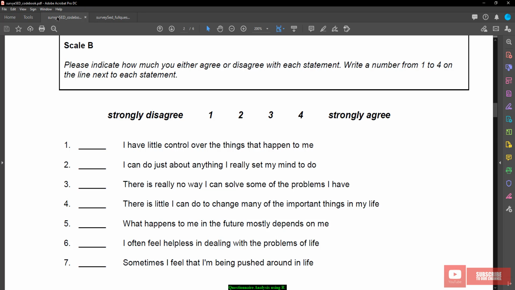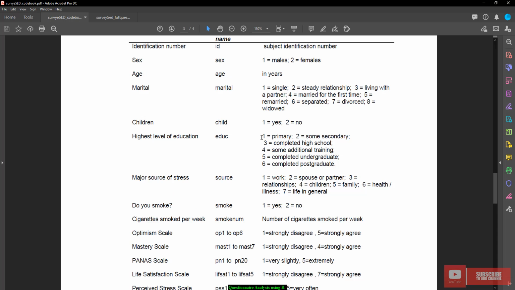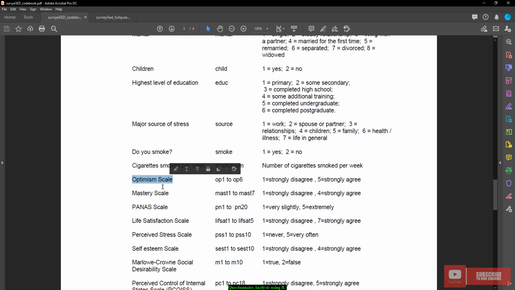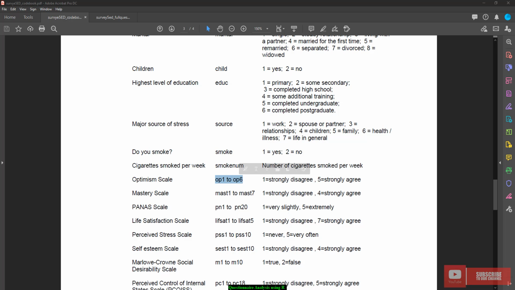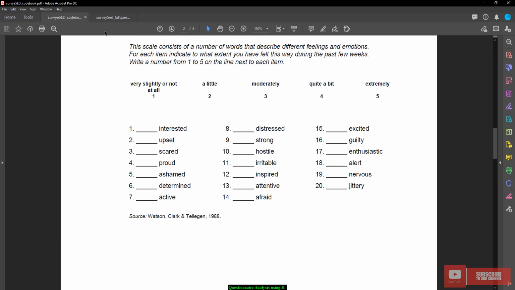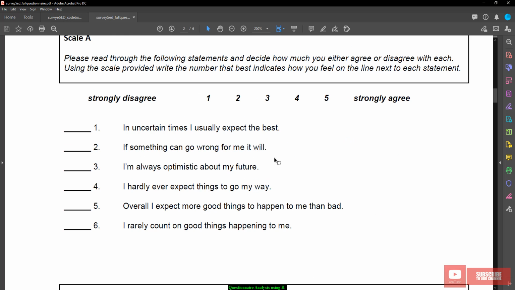So what does the scale mean? To see what the scale means, we look at the codebook. In this codebook, it says scale number 1, scale A, is an optimism scale, from OP1 to OP6. So these are the variables, right? Ranging from 1 strongly disagree to 5 strongly agree. Let's look back at the questions. Okay, alright. So we want to analyze this one. In one set, the optimism scale, we have 6 questions that measure optimism.